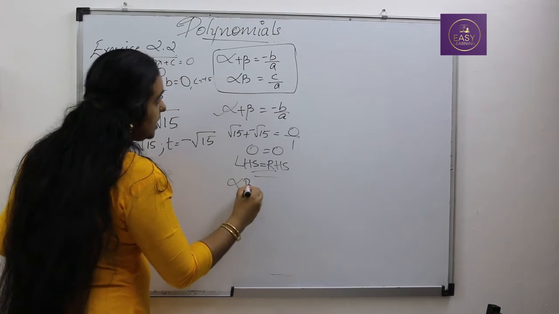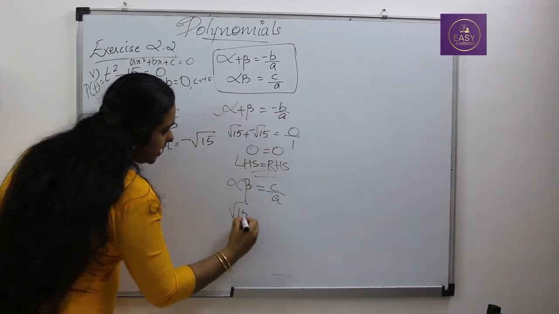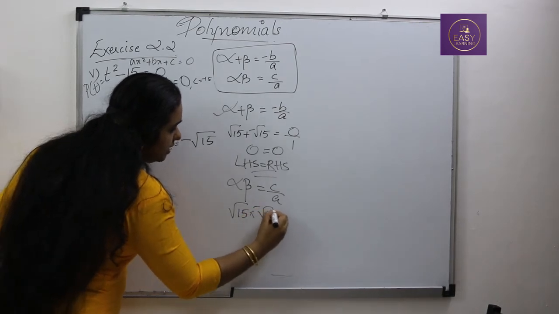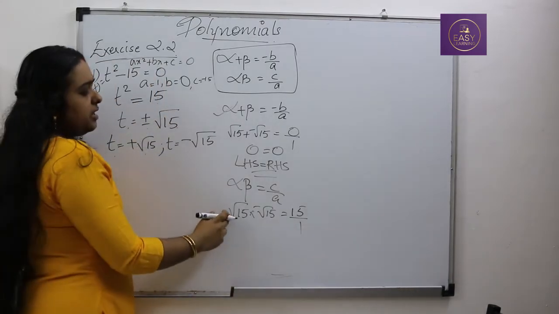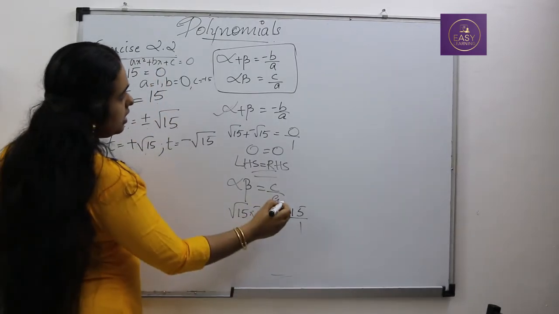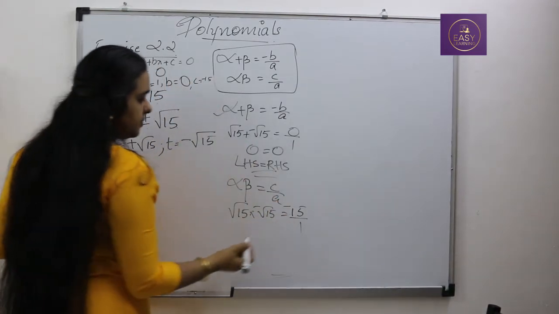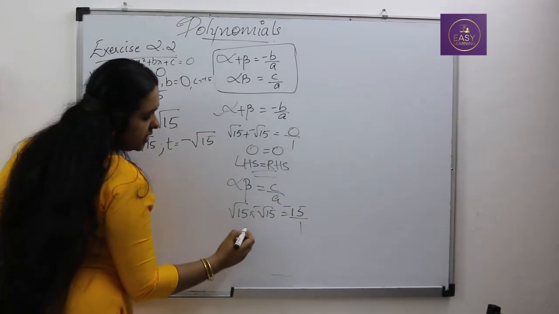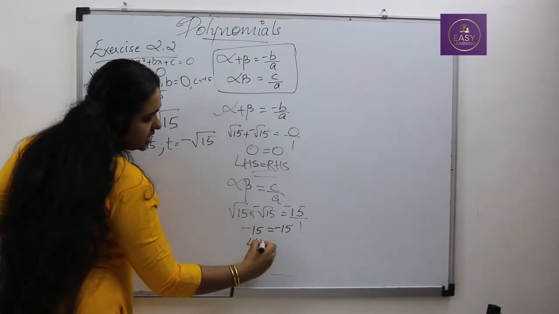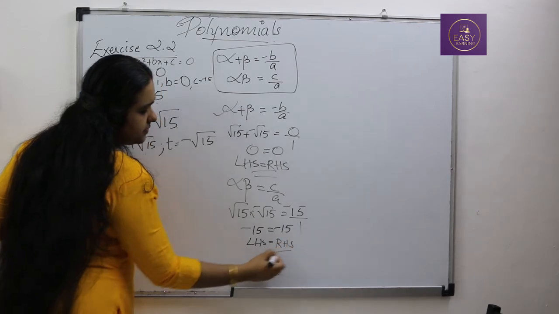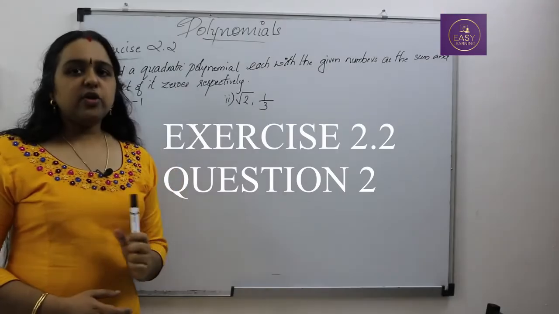Next is alpha beta. Alpha beta equals c by a. Alpha beta means root 15 into minus root 15 equals c by 1. C is minus 15, right? Root 15 into minus root 15 is minus 15. Minus 15 equals minus 15. LHS equals RHS. So it is also verified. Clear? Let's move on to the next section.